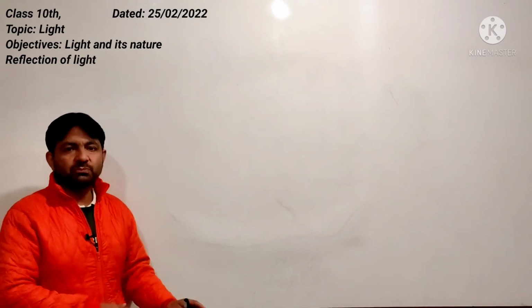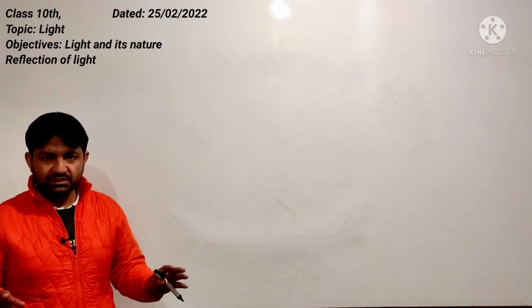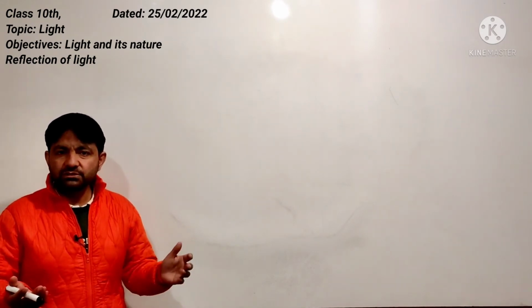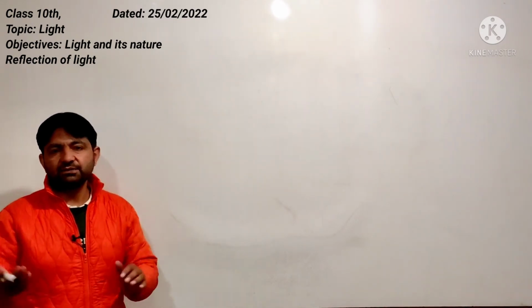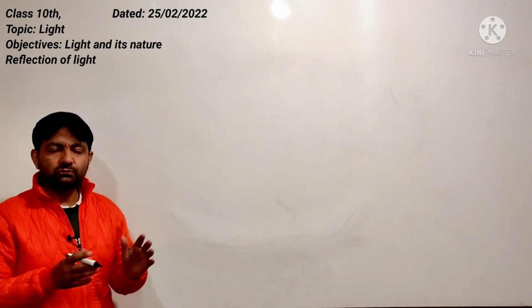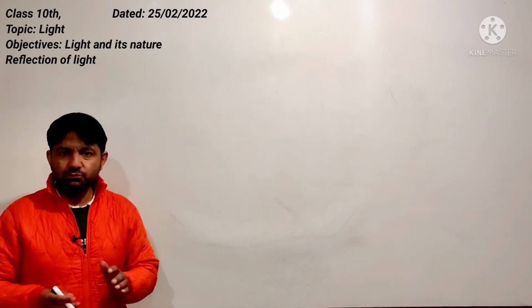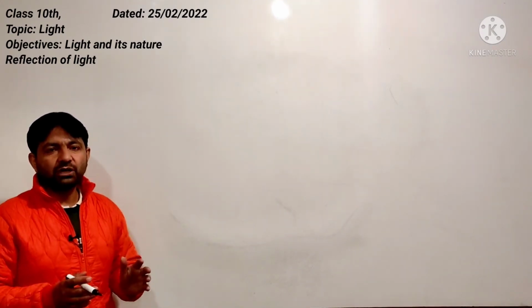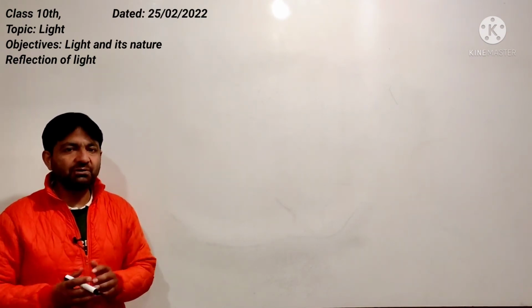When light is absorbed by some surface, some material, we say it has been absorbed. And sometimes a fraction of light is reflected as well. So that's called reflection of light. We are here to discuss the reflection of light. Absorption and transmission we will come to know later on. So right now I'm going to give you some definition of reflection of light.